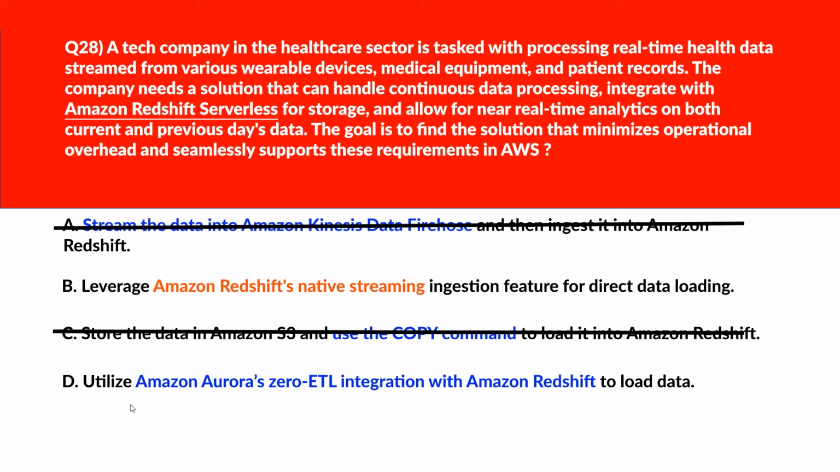Let's move to D. D says utilize Amazon Aurora's zero-ETL integration with Amazon Redshift to load data. The integration is for Aurora and Redshift, which is not designed for real-time streaming from external sources like Kinesis. Therefore, we'll reject option D and lock option B as the right answer.